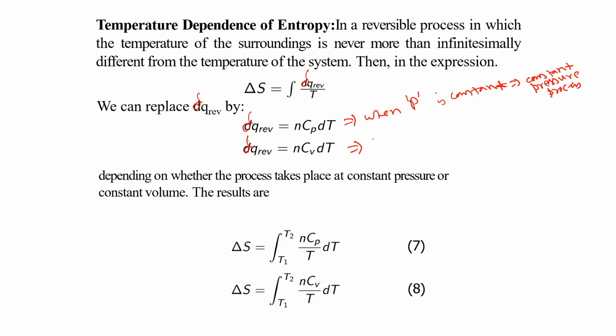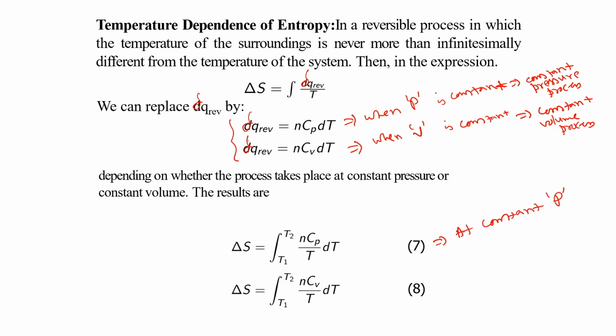And NCV dT when V is constant means constant volume process. So, depending on whether the process takes place at constant pressure or constant volume, we know these two expressions. If we substitute this value of delta Q here or here, this is applicable for constant pressure.